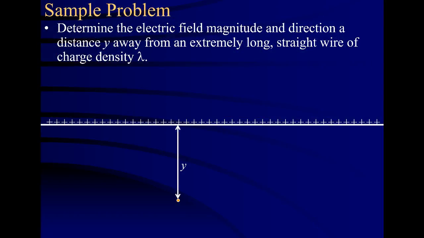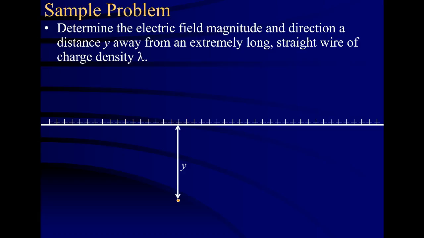Okay, so here's an example. We're going to calculate the electric field magnitude and direction a distance y away from an extremely long straight wire of charge density lambda. So what I'm going to do now is set it up, and then we're going to carry out the integral in the next video.